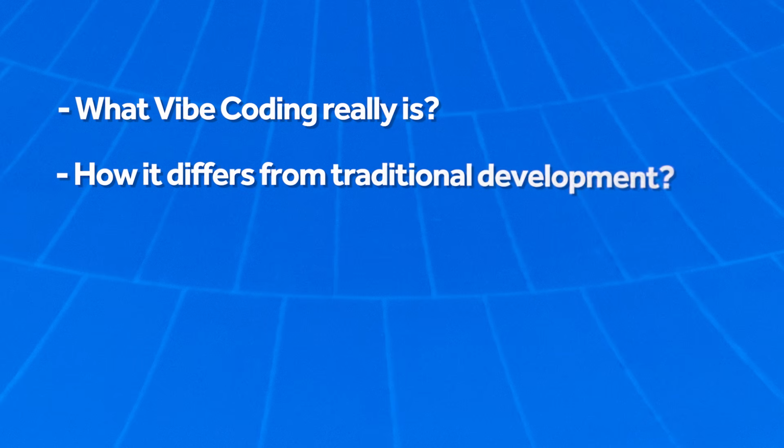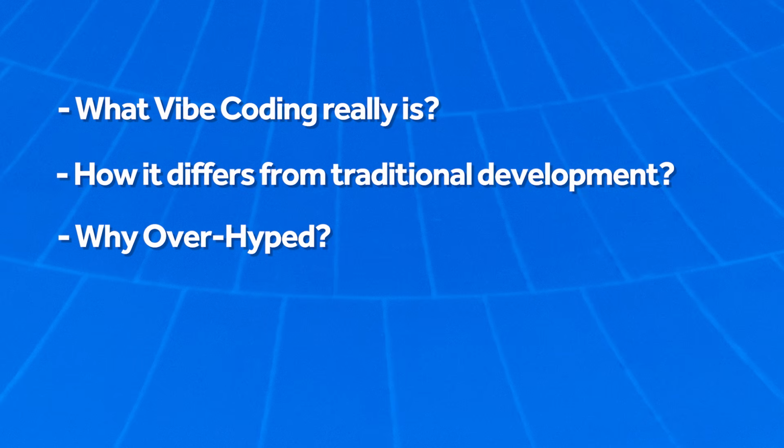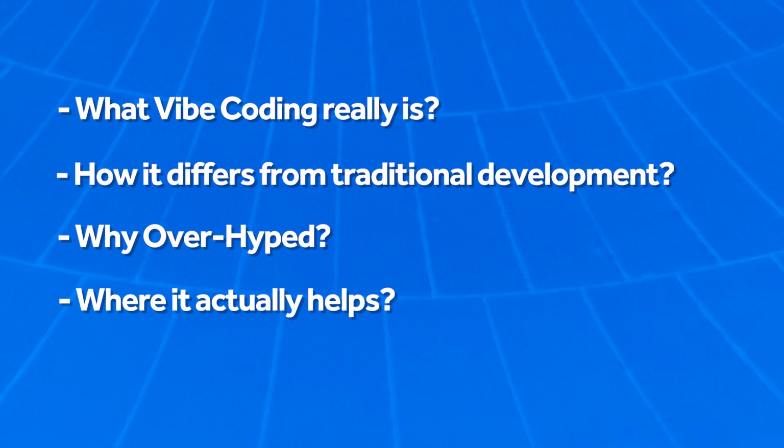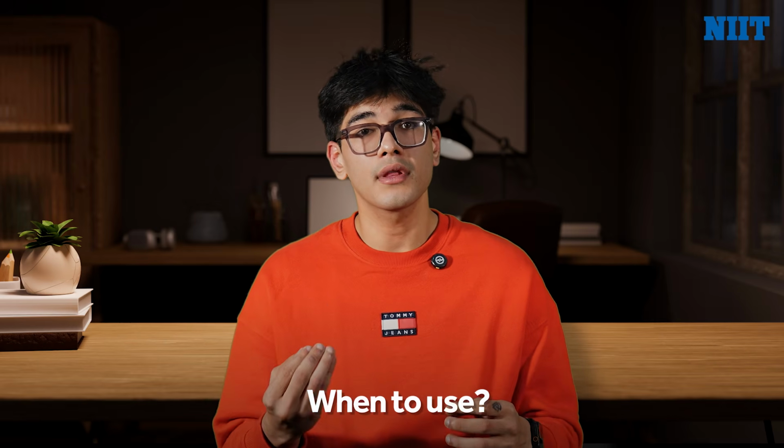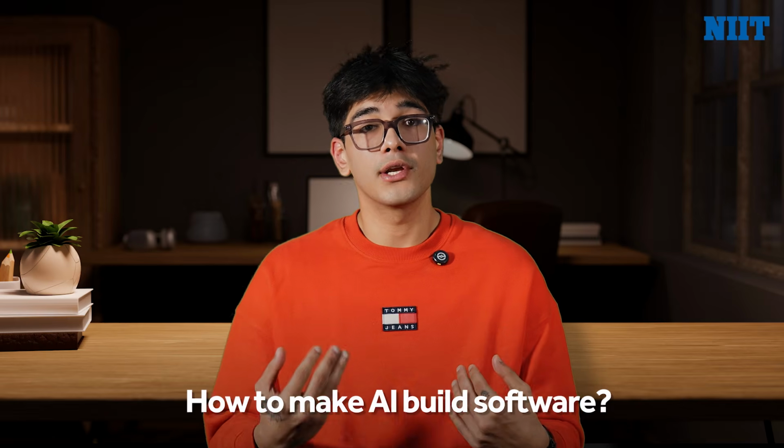So that brings us to the end of part 1 of our vibe coding series. And today you learned what vibe coding really is, how it differs from traditional development, why everyone is making so much noise about it, and where it actually helps. But now the real fun begins. In the next video, we are going to build actual projects using vibe coding, and you will see the entire real workflow in real time, and you will understand exactly what to expect, when to use it, and how to make AI build your software.